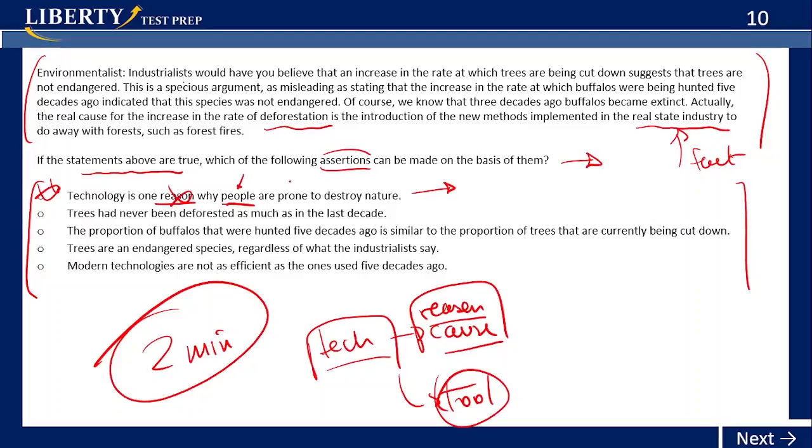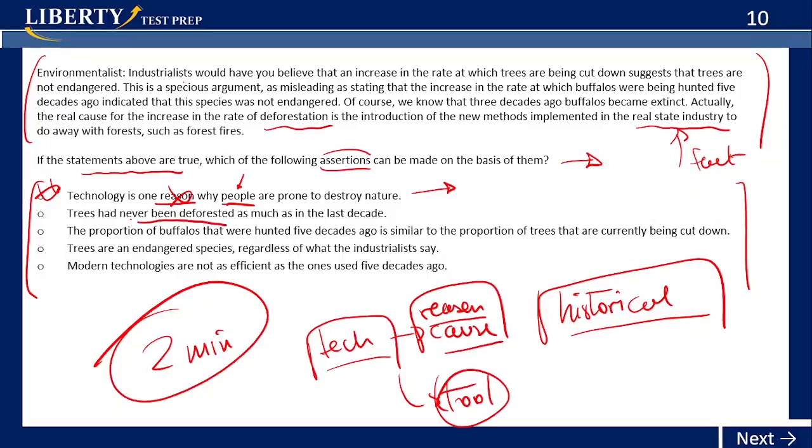That's too broad, because people in general are not the ones doing deforestation, are not the ones cutting trees down, right? It's the real estate industry in this case. So that's out. Number 2, trees had never been deforested as much as in the last decade. Is it true or not? Do we have historical information about the deforestation of trees? No. How can we know that this is the period in which trees have been deforested the most? We cannot tell. So that's out.